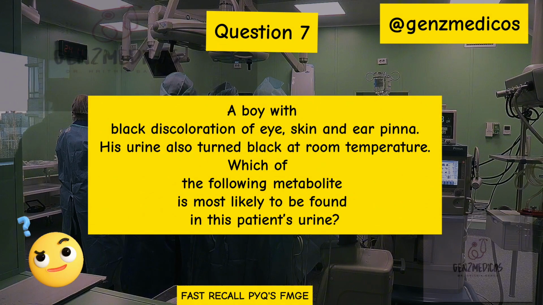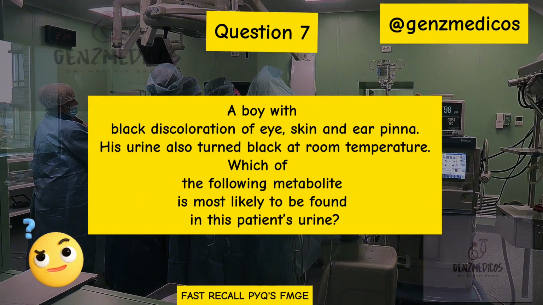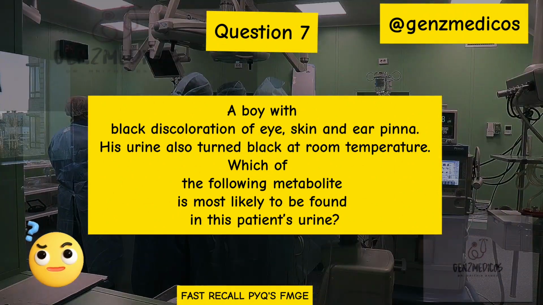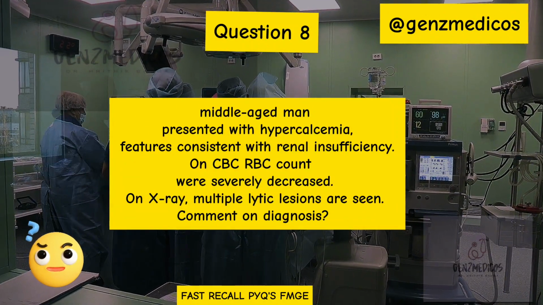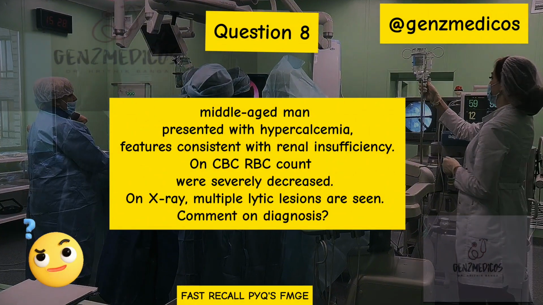A boy with black discoloration of eye, skin, and ear pinna. His urine also turned black at room temperature. Which of the following metabolite is most likely to be found in this patient's urine? Homogentisic acid.